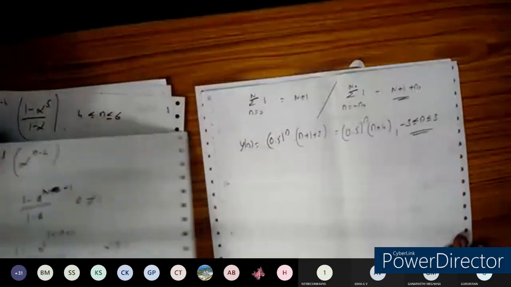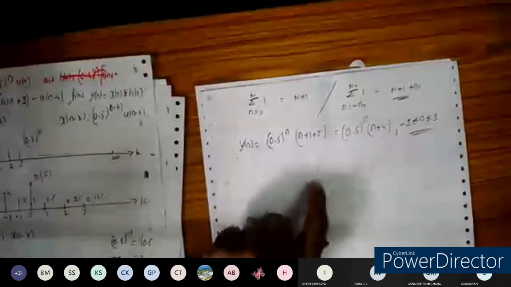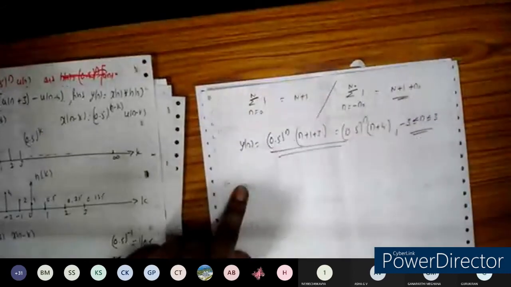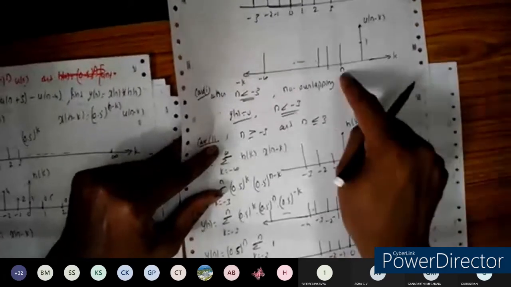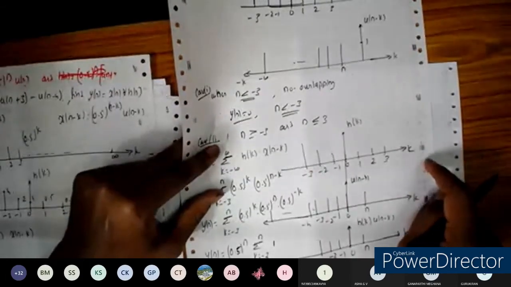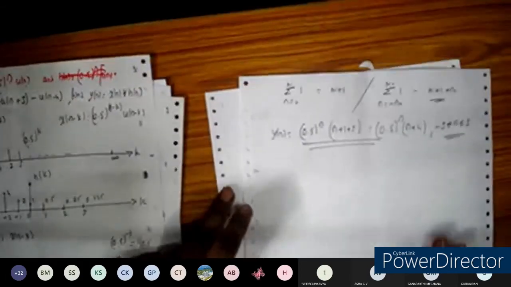So now I'll take the next case. We are done with this one, so you underline this. Next, let us take the case. We took n lying between -3 and +3. Now I'm going to move to n greater than 3. So when n is greater than 3, I'm going to take it here.